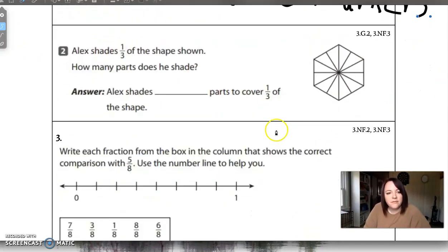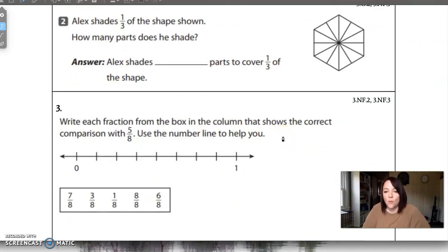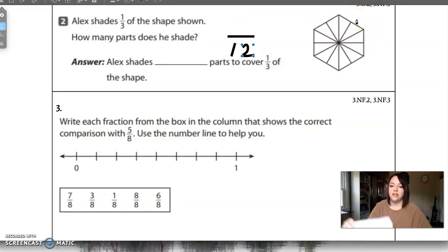Done. Number 2, Alex shades 1/3 of the shape shown. How many parts does he shade? Well, we have more than 3 parts here. So we need to figure out how we can divide this shape up into thirds instead of how many we have. But let's count how many we have first. 1, 2, 3, 4, 5, 6, 7, 8, 9, 10, 11, 12. So we know we have 12 parts in this whole shape. Now we need to figure out how many we're going to shade.